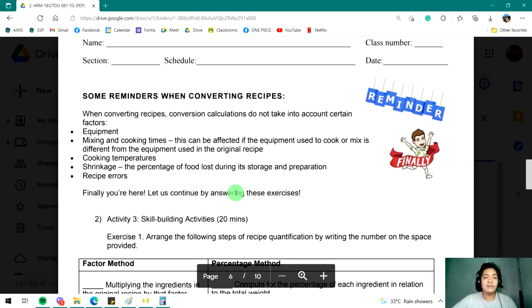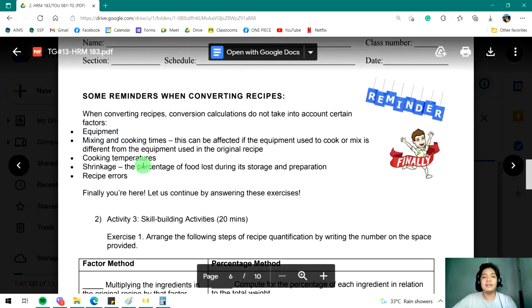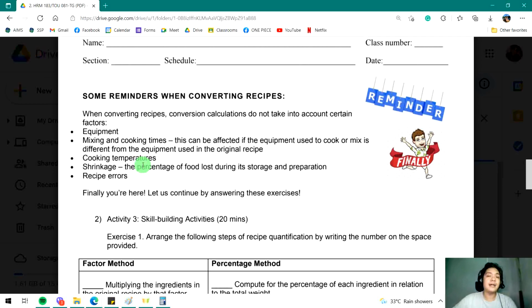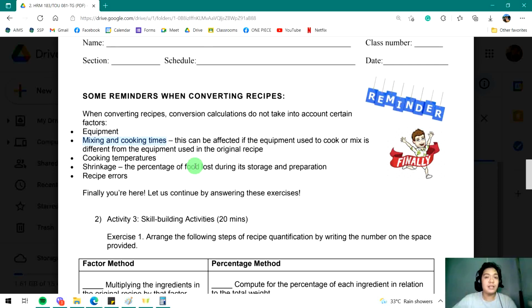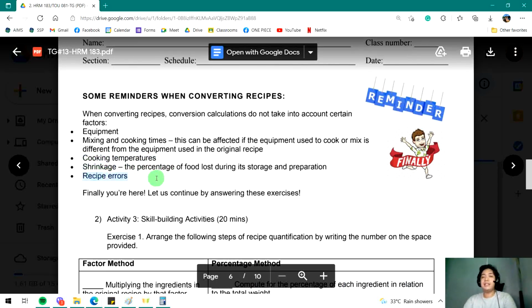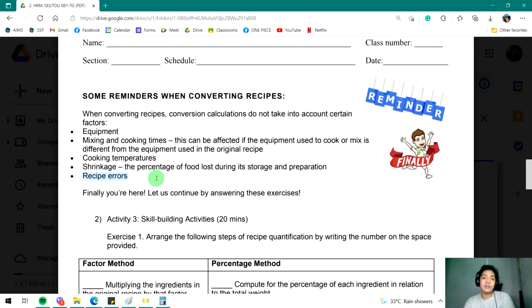Some reminders lang when converting recipes, no? The equipment is not factored in. Hindi kasama yung equipment sa pag-convert. We are just converting ingredients here. So, hindi rin kasama yung mixing and cooking time. Of course, if we will cook a large batch, mas marami ang oras na i-google natin doon, and we cannot measure the time needed with the methods we used a while ago. Cooking temperatures as well, iba rin siya, syempre. And yung shrinkage and recipe errors. Hindi lahat kasama ito when we convert our standardized recipe.